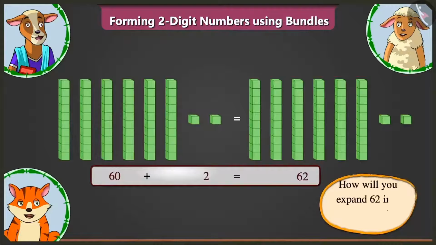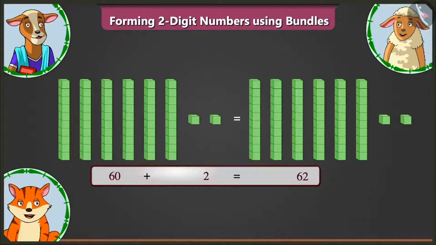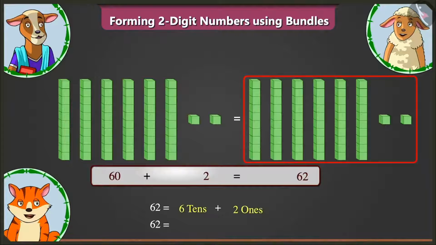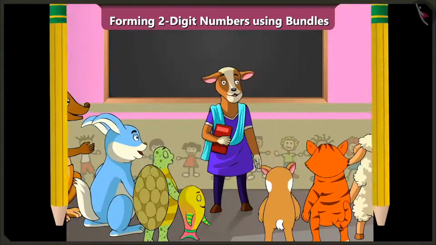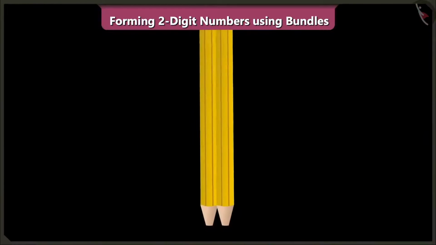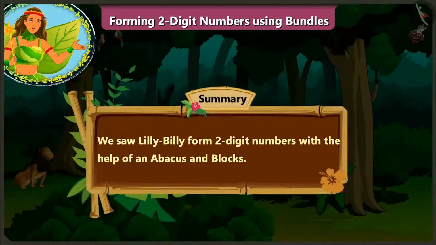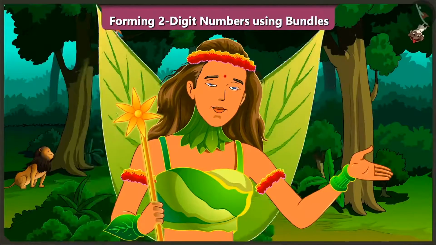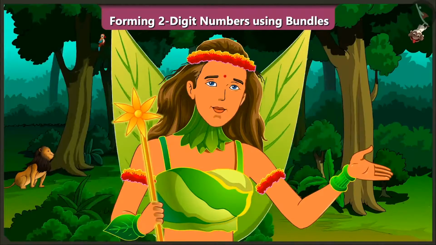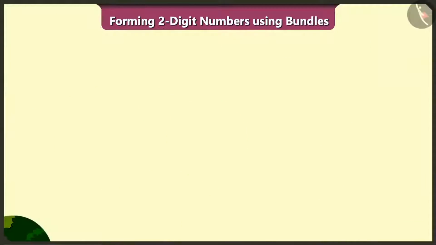Now, how will you expand 62 into two parts? 62 means 6 tens and 2 ones. That means the two parts will be 60 and 2. Absolutely right, Billy. Children, you saw Lily and Billy form two-digit numbers with the help of abacus and blocks. In the next video, we will understand some interesting facts about forming two-digit numbers with the help of bundles of tens.